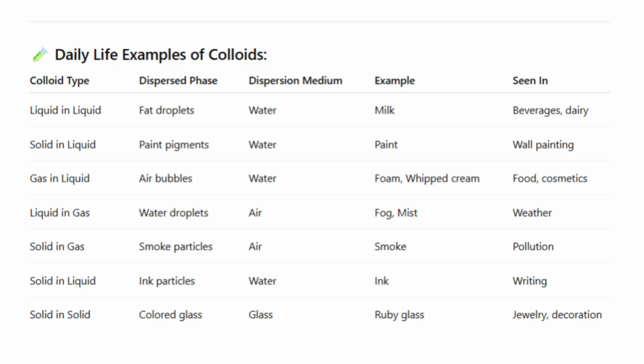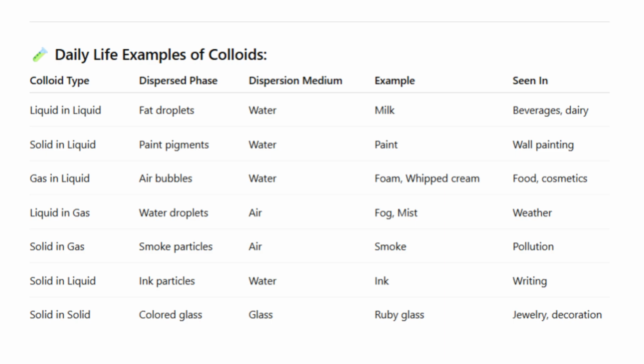Liquid in gas. Dispersed phase: water droplets. Dispersion medium: air. Example: fog and mist. Common in early morning weather or clouds. Solid in gas. Dispersed phase: smoke particles. Dispersion medium: air. Example: smoke. Seen in pollution, fire, burning.